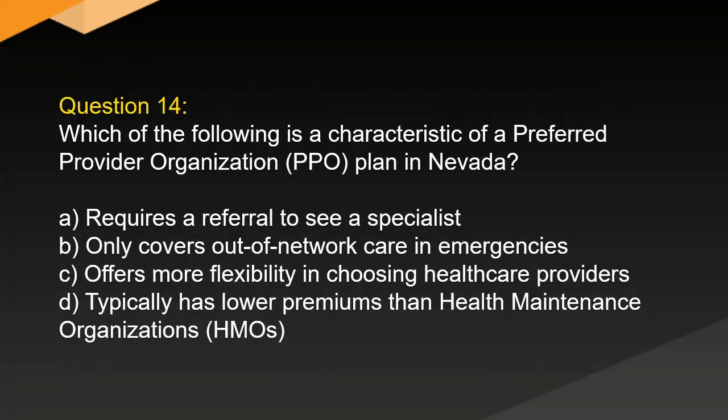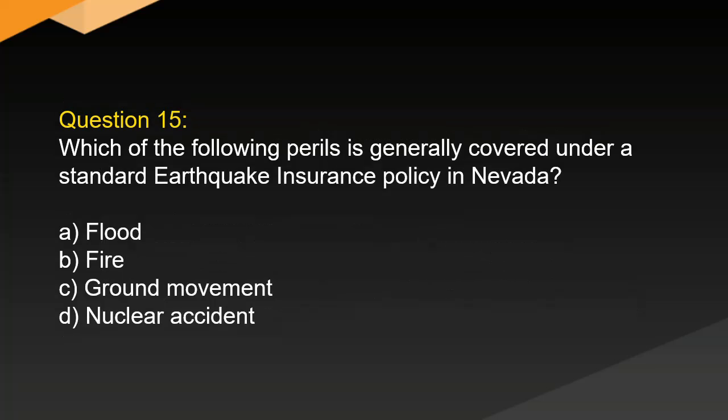Question 14. Which of the following is a characteristic of a preferred provider organization, PPO, plan in Nevada? A. Requires a referral to see a specialist. B. Only covers out-of-network care in emergencies. C. Offers more flexibility in choosing healthcare providers. D. Typically has lower premiums than health maintenance organizations, HMOs.